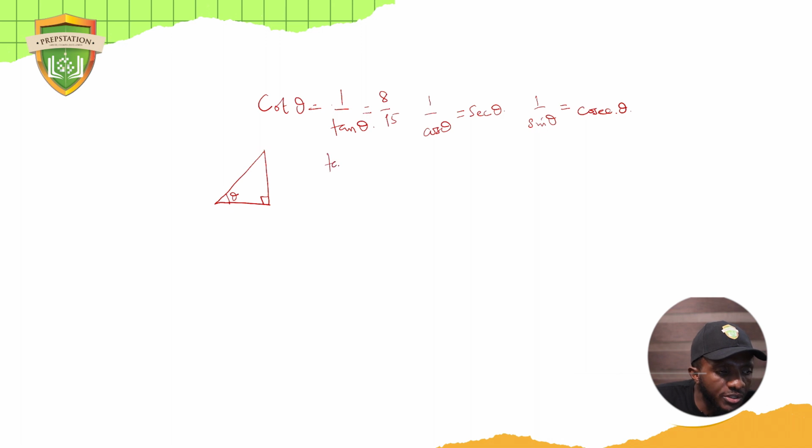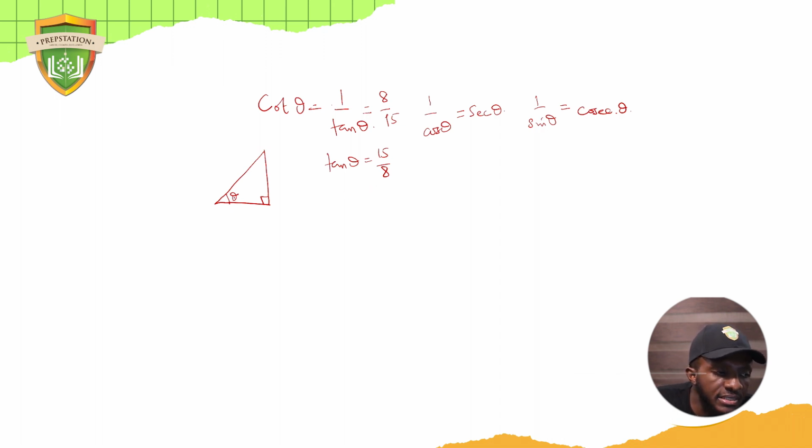Now, what do you think tan theta would be? 15 over 8. Why? Because it's just an exchange. It's a reciprocal. Please note that the reciprocal of a fraction is simply found by changing the places of both the numerator and the denominator. So, if 1 over tan theta is 8 over 15, tan theta will be 15 over 8.